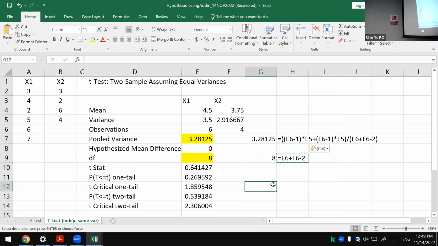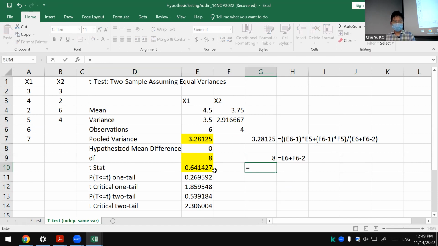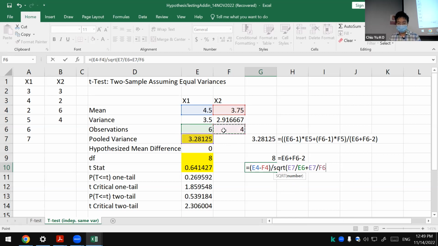I think the t-stat is very simple, right? I think the t-tail is not an issue. This is coming from this guy minus this guy, over the square root of the pooled variance over N1 plus the pooled variance over N2, right? So that is the formula there.